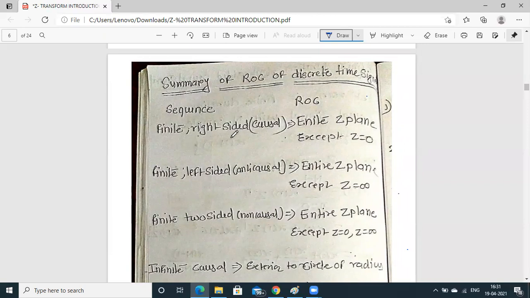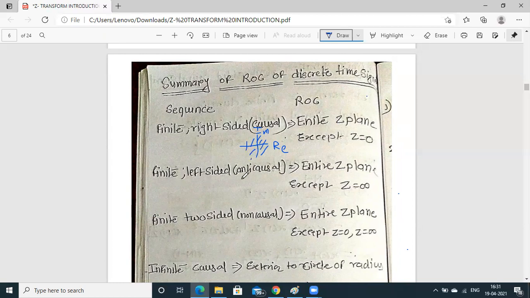If a finite right-sided or causal signal is there, the ROC is the entire z plane except z equal to 0. So we can draw an axis, and this is the imaginary axis. So except at z equal to 0, the entire z plane will be the region of convergence.